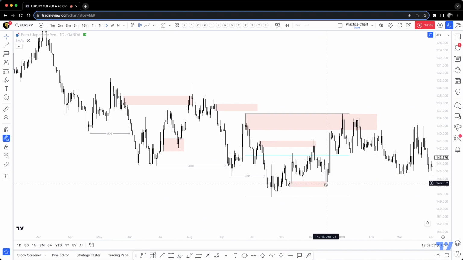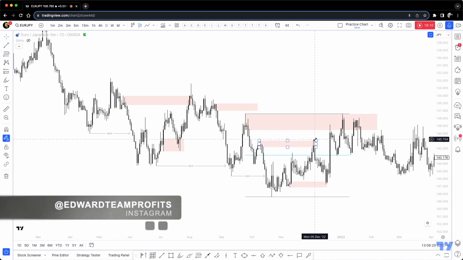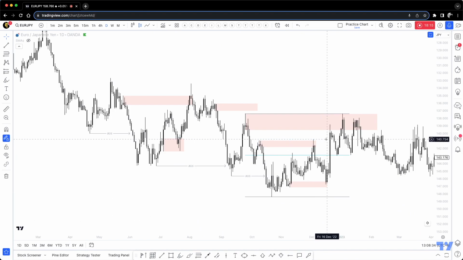It's fine to go buying right here, but my target is going to be that high. That's normally the target when it comes to order blocks. You know what I mean? When the targets are. So I hope it makes sense, guys. Let me know what you think.